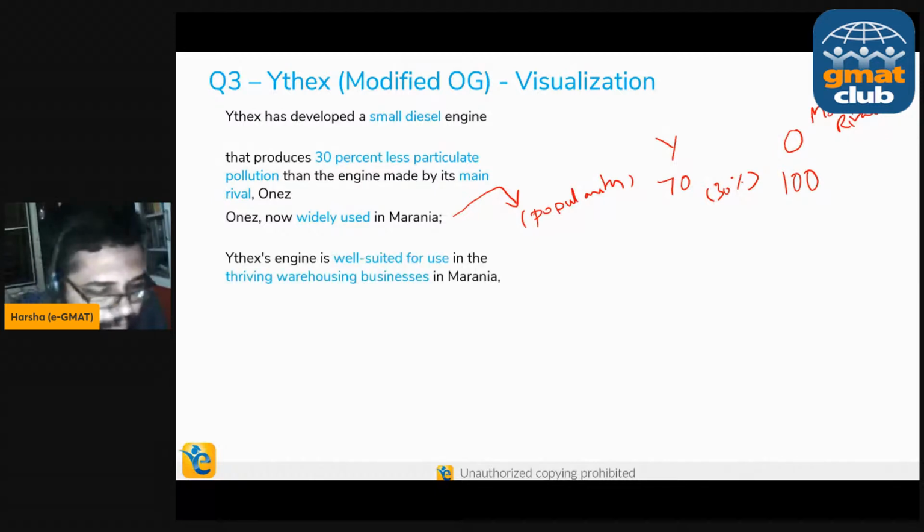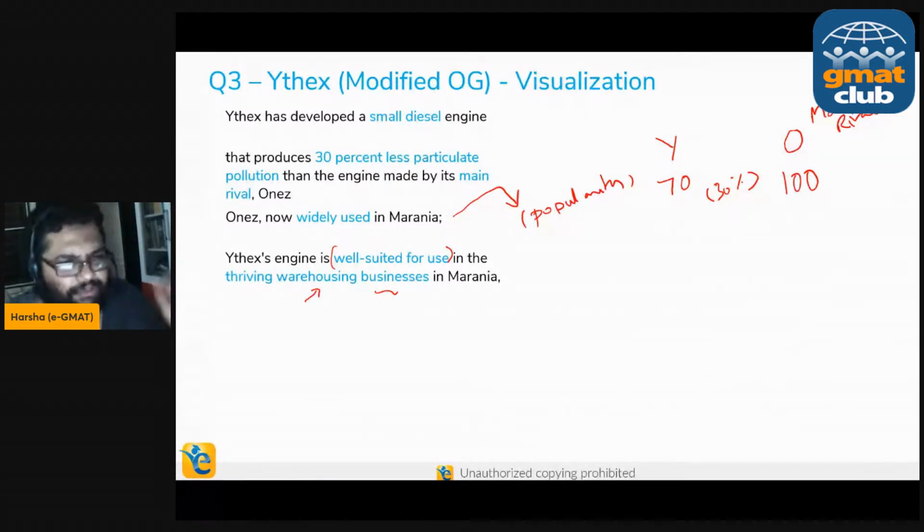Okay. The Vitex engine is well suited for use in the thriving warehousing businesses in Marania. Fairly straightforward. Again, ask the question, what is meant by well suited for use? In other words, if this product is in the market, you can expect a certain level of popularity, a certain level of demand. There are at least certain businesses, these warehousing businesses very specifically, which will definitely benefit from an engine like Vitex. If Vitex enters the Maranian market, it's not going to be a useless product which nobody buys. You can expect a certain level of demand for a product like this. It's really well suited. That's what the author is trying to tell you.